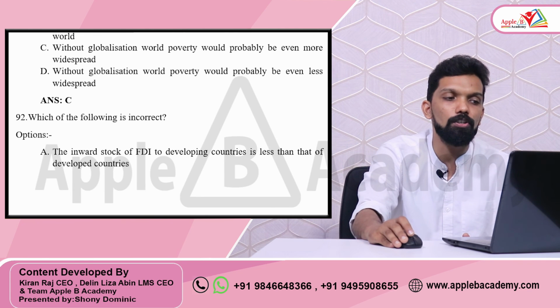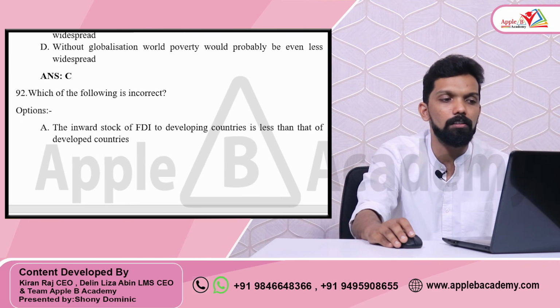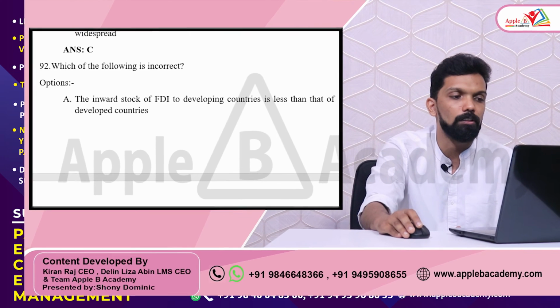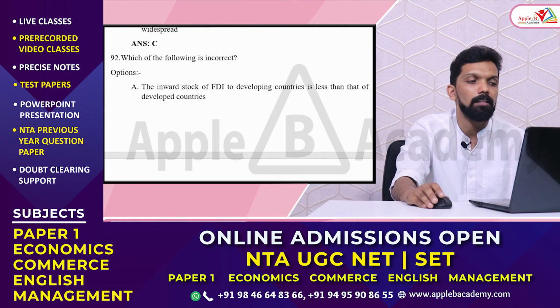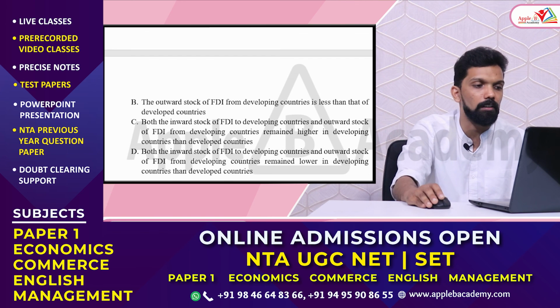So question number 92. Which of the following is incorrect? So the first question was to choose the right one. So now we have to choose the incorrect one. So option A. The inward stock of FDI to developing countries is less than that of the developed countries. Option B. The outward stock of FDI from developing countries is less than that of the developed countries.